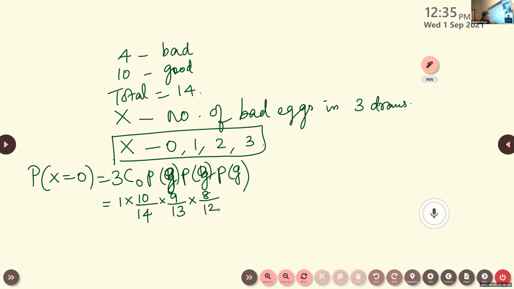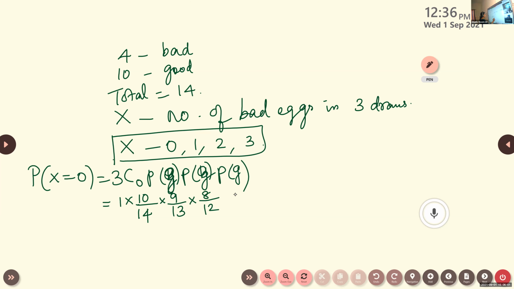We are doing it one by one without replacement. That is why every time the number is changing. The total number of eggs is also changing, the number of good eggs is also changing. So we reduce the number by 1 by 1. 3C0 into 10 by 14. Now, as we are taking one egg out, how many good eggs are there? 9 eggs. The total number of eggs will become 13, into 8 by 12.